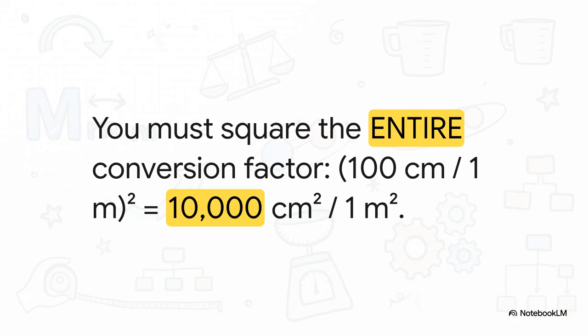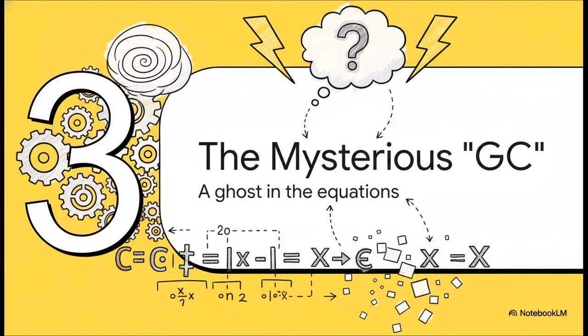And that is the correct conversion factor we need to use. All right, so I think it's safe to say we've mastered the art of conversion. So now, let's venture into some truly weird territory. We're going to tackle something that has legitimately confused engineering and physics students for generations. I'm talking about a mysterious constant called GC that sometimes just appears in our equations.